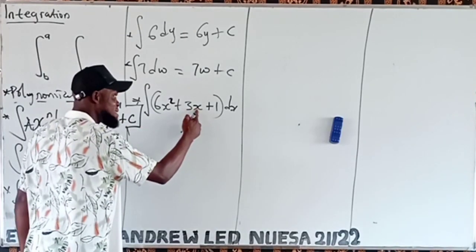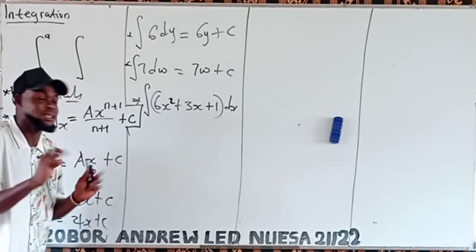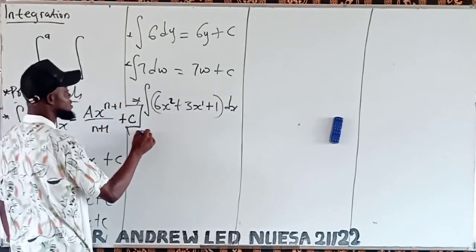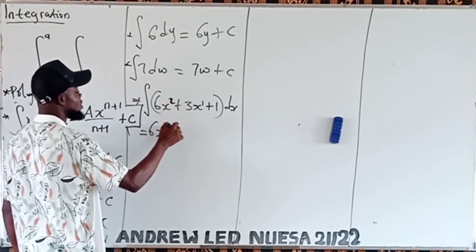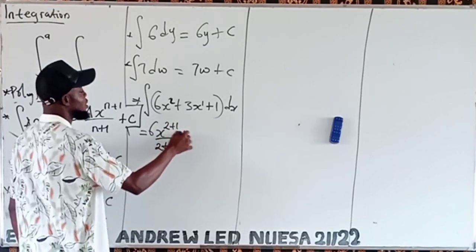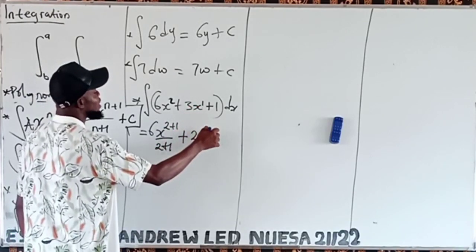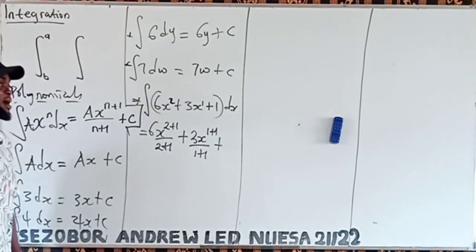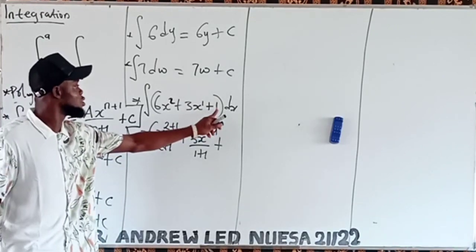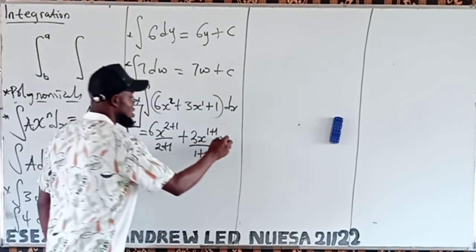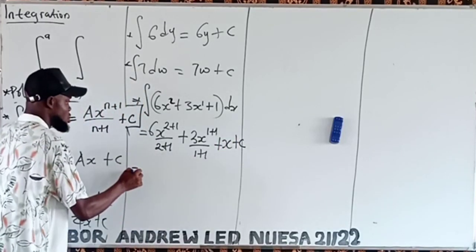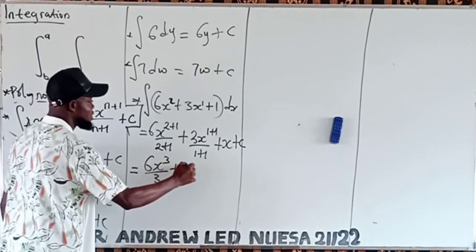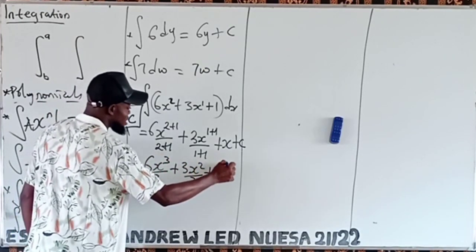Anytime you see x or a number standing, there's a power there, the power is 1, but they will not put it. So for 6s squared, I will add 1 to this power, that is 2 plus 1, and divide by that 2 plus 1. For 3s, I will add 1 to this power and divide by that same power. Then plus 1, there's no s there. Remember I told you, if you want to integrate a constant, you need to multiply by s. 1 times s will give us s plus c. This one is going to give us 6s power 3 over 3 plus 3s power 2 over 2 plus s plus c.